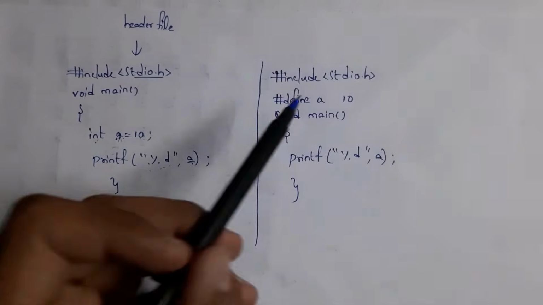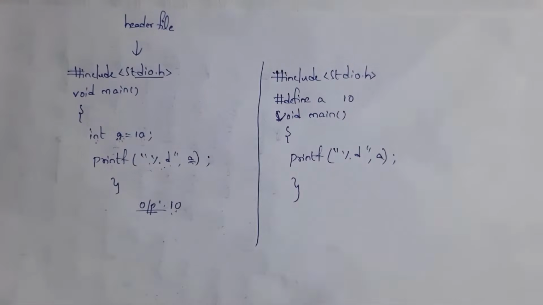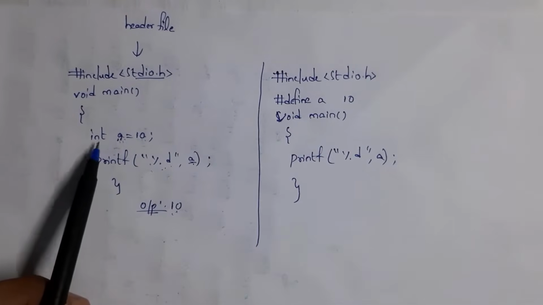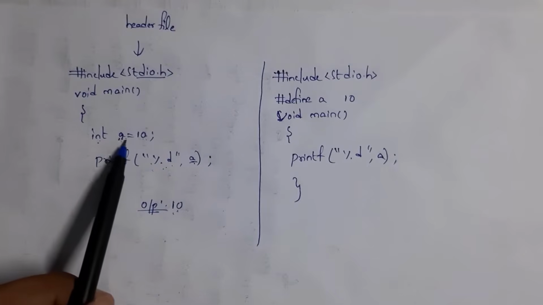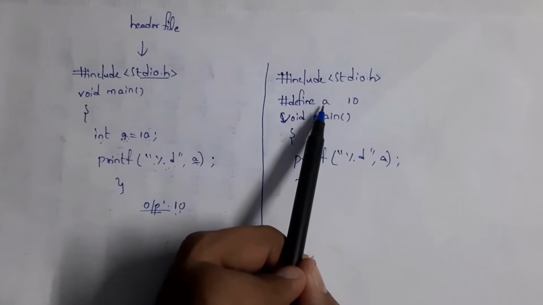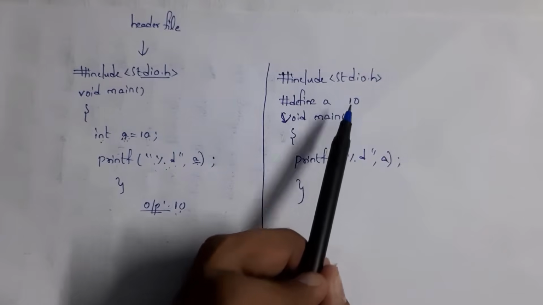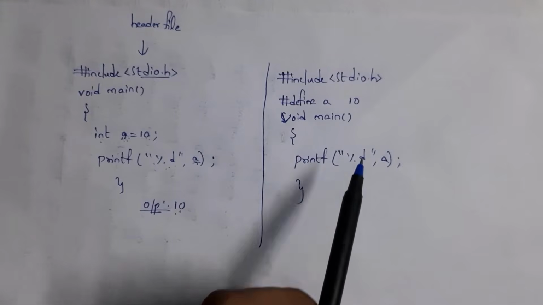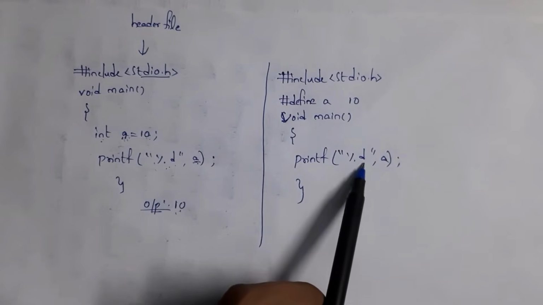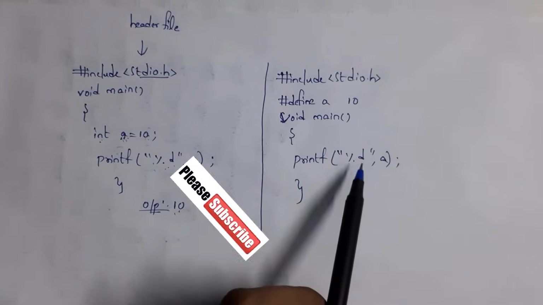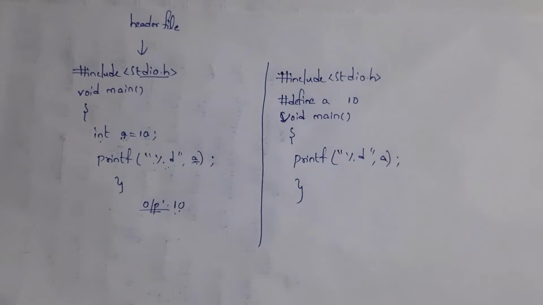The same program I wrote like this: #include <stdio.h>, and after that I wrote #define a 10. When you write int a = 10, we call a a variable. But when you write #define a 10, we call this a a macro, and the value of this macro is 10. After that I wrote void main, and inside void main I wrote printf("%d", a). Here I used %d because this 10 is an integer. So by writing this code, I will get output as 10.